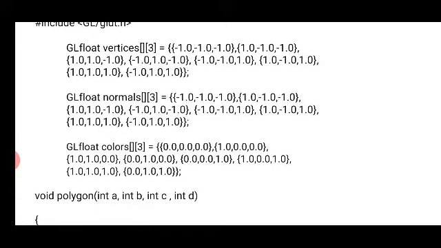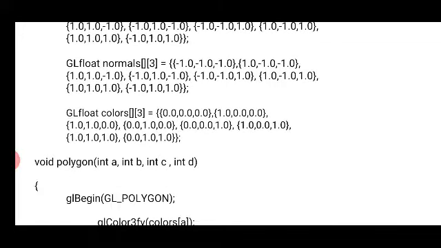Then the colors for these vertices are given as 0 0 0 for the first vertex. The first one will be black, the second one is red, the third one is a combination of red and green, the fourth one is green, the fifth one is blue, the sixth one is a combination of red and blue. Like this all 8 vertices have different colors.